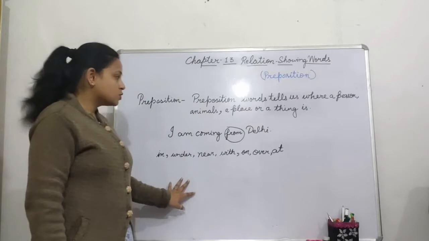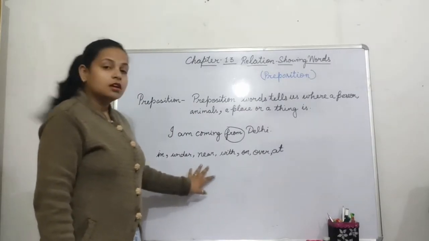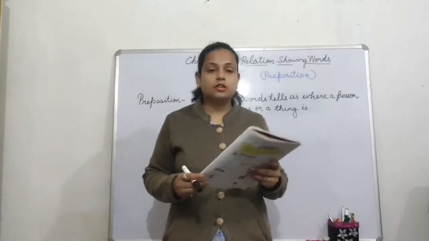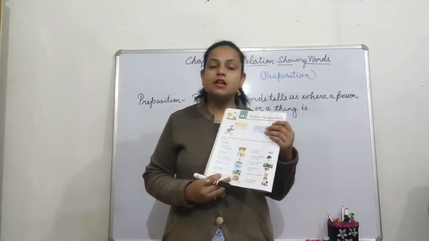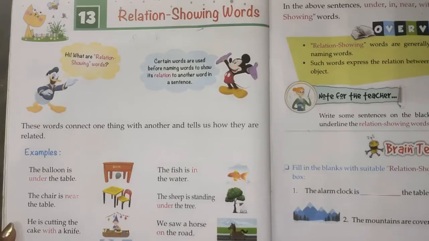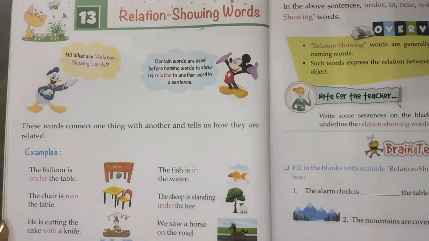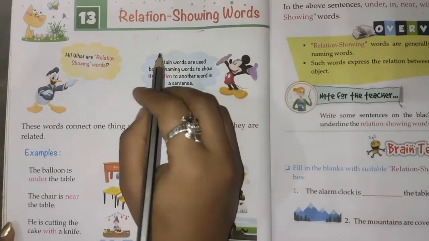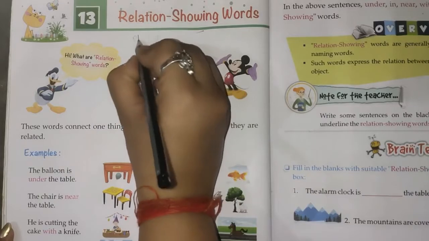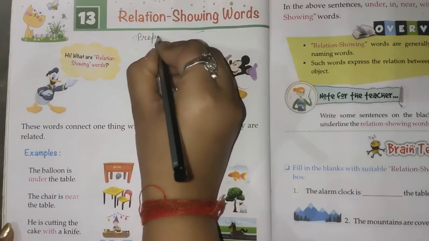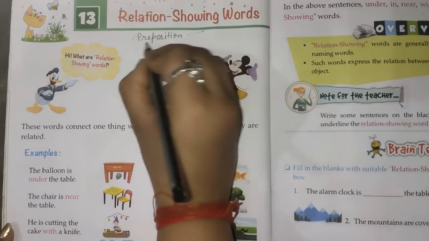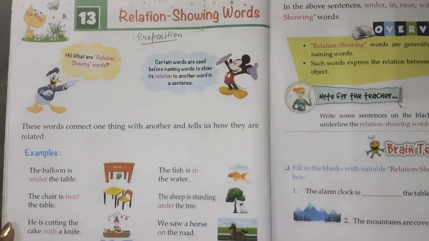Okay, dear children. So, let's read the book. Kindly take out your English grammar book and open page number 60. So, let's start. Chapter 13, relations showing words. Relations showing words are called prepositions. Now, what are relations showing words?